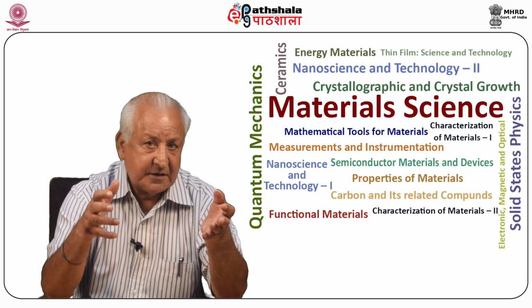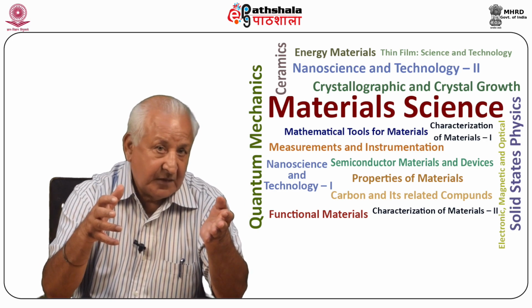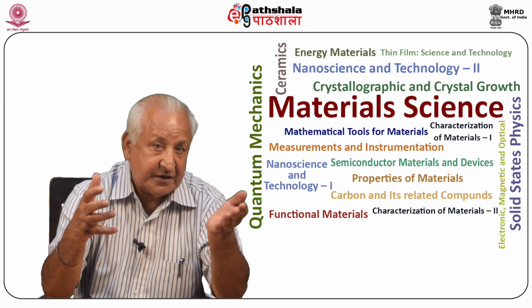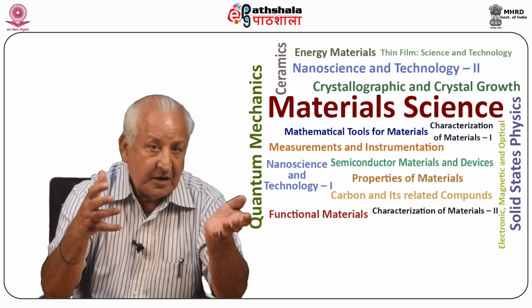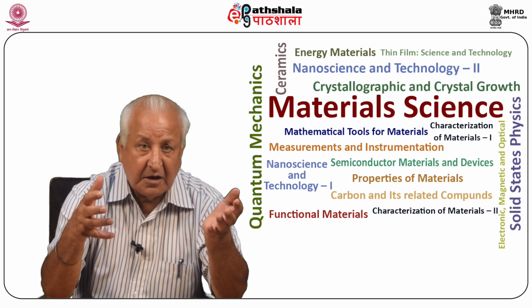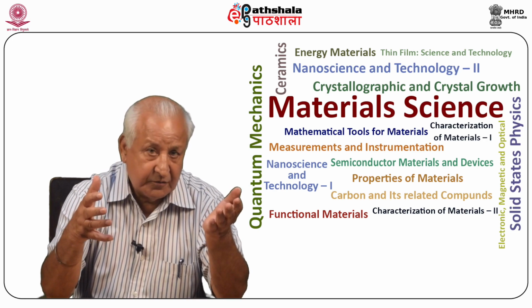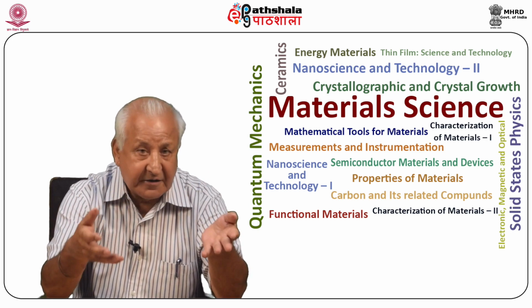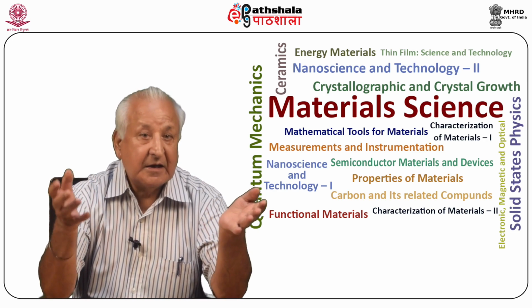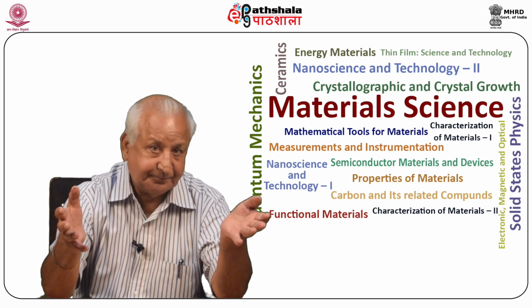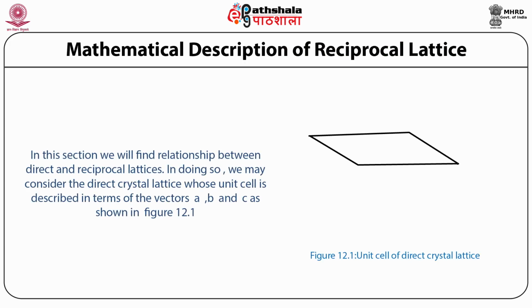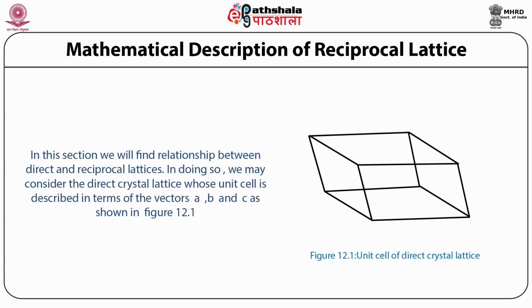The direct lattice is the Bravais lattice, which, as already explained, is described by the positions of the lattice points corresponding to the positions of atoms or molecules. The other type of lattice, which is constructed from lattice points, is the reciprocal lattice. Mathematical description of a reciprocal lattice. In this section, we will find the relationship between direct and reciprocal lattices.